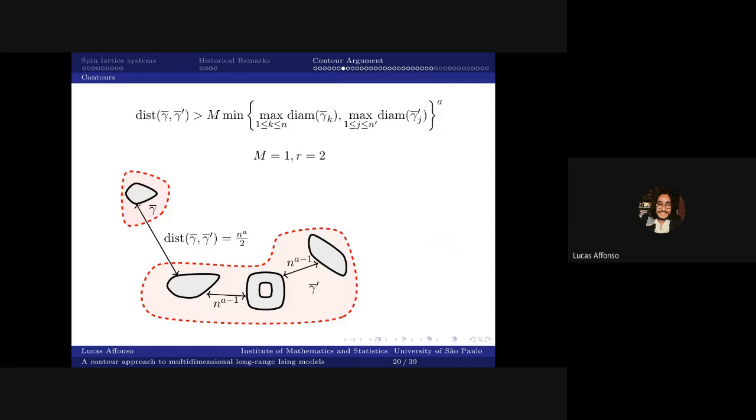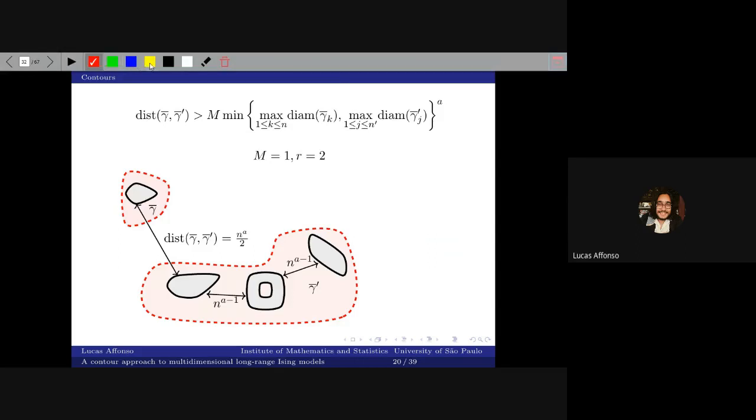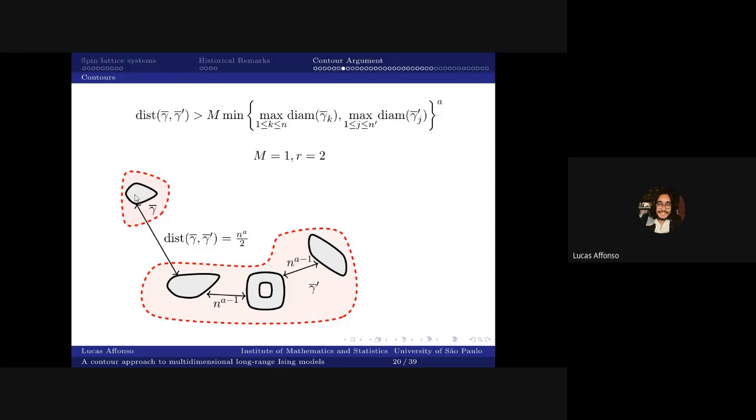Considering this picture, gamma and gamma prime as being the candidates for an MRA partition. We will work with m equals 1 and r equals 2. So this partition doesn't satisfy condition B2 because, okay, I will also consider in this figure that all the sets have the same diameter. All these sets have the same diameter, equal to n.